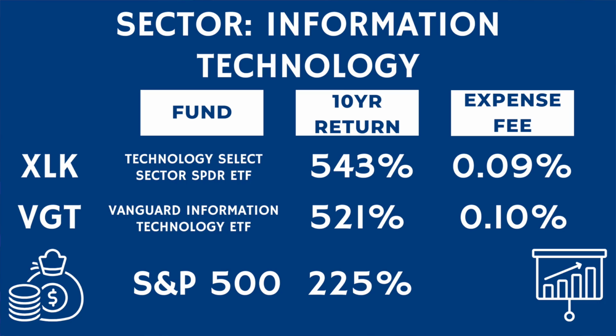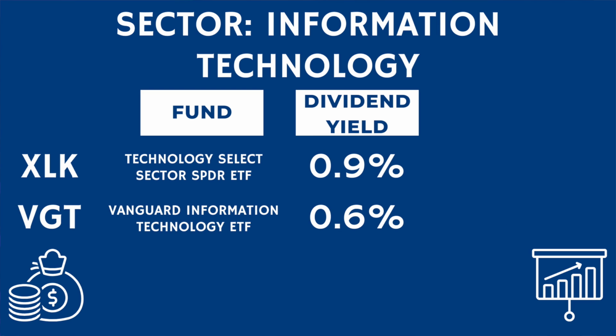In terms of expense fee, both of these are great low-cost options. XLK has an expense fee of 0.09%, VGT at just 0.1%. Both of these ETFs are filled with a lot of growth stocks, thus they pay very small dividends. XLK has a dividend yield of 0.9%, VGT at 0.6%. So both of these ETFs are great if you're looking for full 100% information technology exposure.